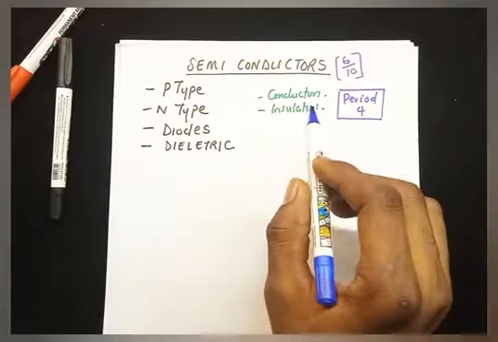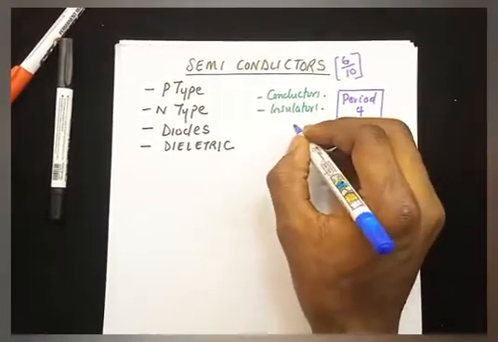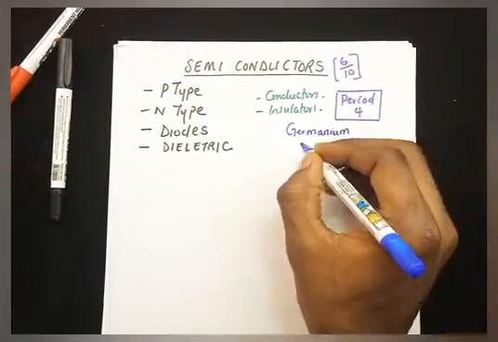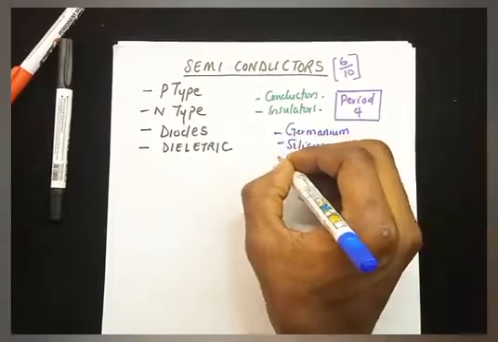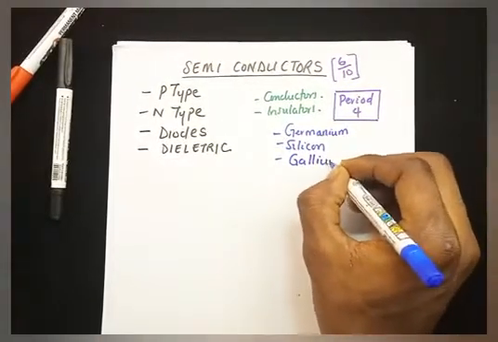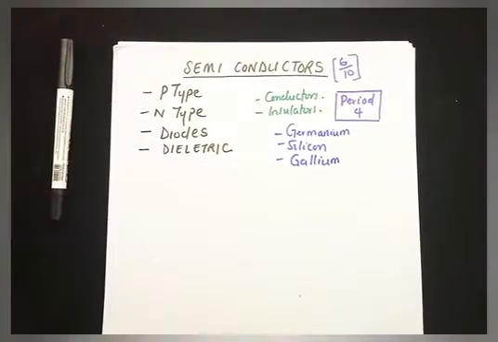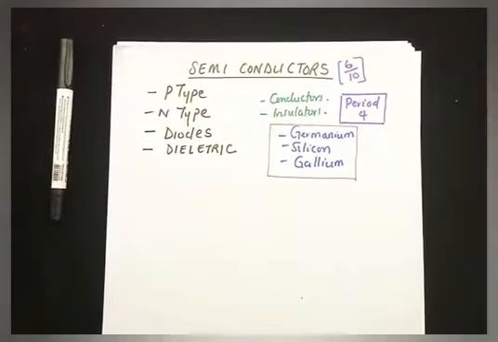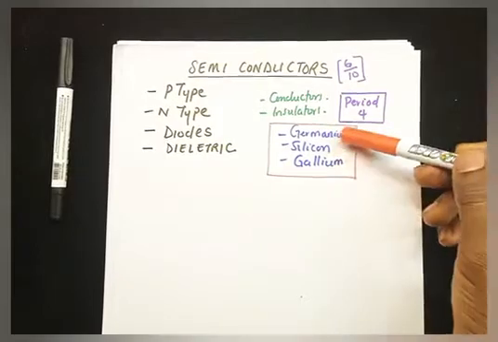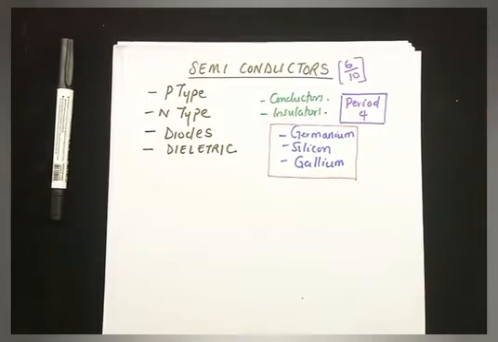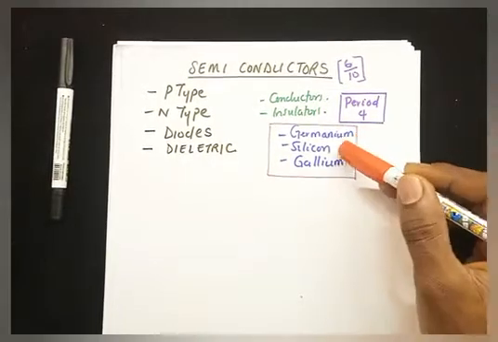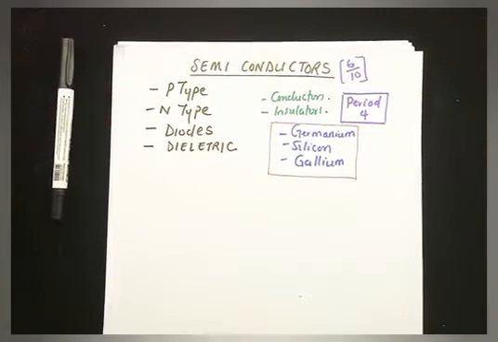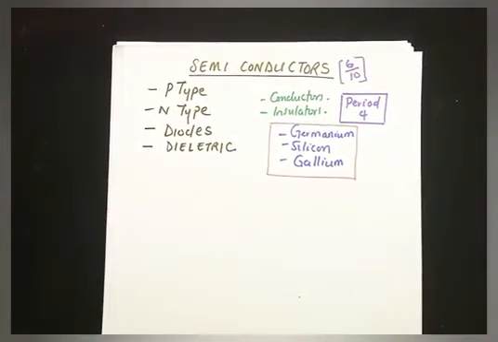But the other elements in period 4, such as germanium, silicon, especially silicon, and gallium. We found out that these 3 elements, under some circumstances, conduct electricity, and at other times, they do not. I need you to know these 3. In the exam, they can ask you to list examples of semiconductors: germanium, silicon, and gallium. Easy peasy.